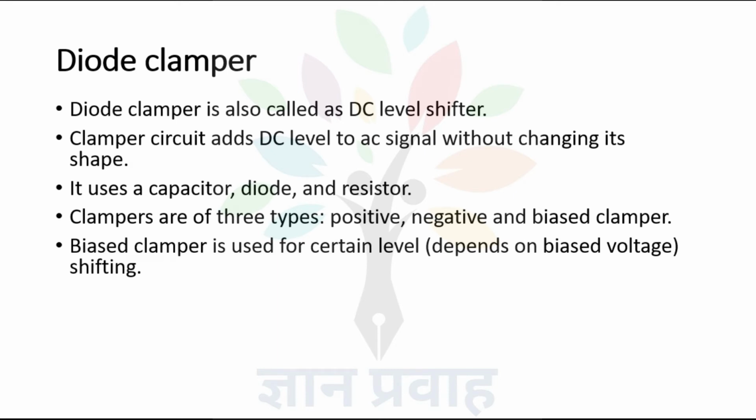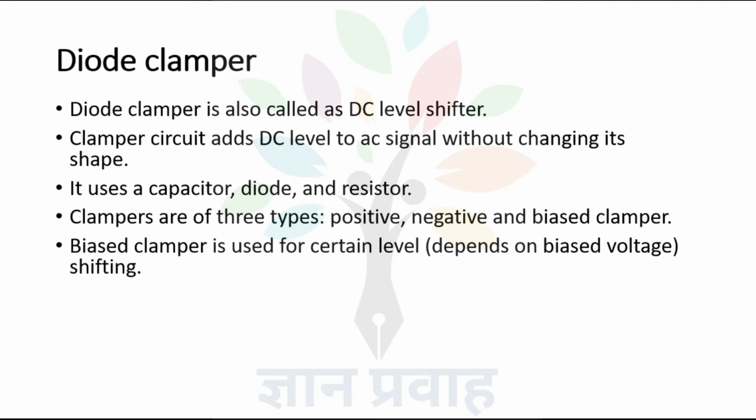Diode clamper. A diode clamper is also called a DC level shifter, and clamper circuits are used for shifting the DC level. Here we are shifting the DC level, so we require a capacitor which can store energy and efficiently shift the levels. So a diode clamper circuit has a capacitor, a diode and a resistor.